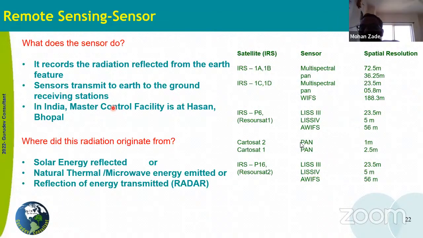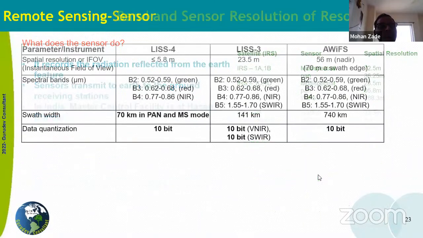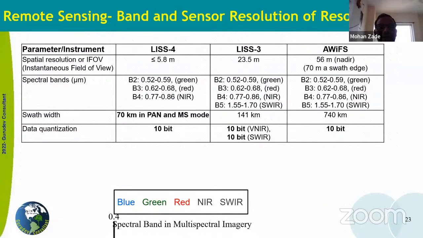So it is a wide field, and PAN means panchromatic band. So it is 23.5 and 5. Cartosat 2 and IRS P6 are also under operation now. And recently, just last week, RISAT 2 was launched, which is again a microwave satellite, a radar satellite. And there are a few foreign satellites also available: Sentinel, GeoEye 1, Worldview 2, Worldview 1, QuickBird, IKONOS, and SPOT. So this is already done.